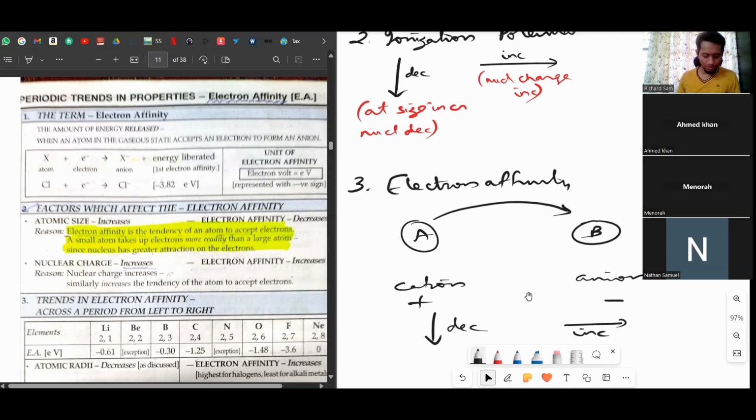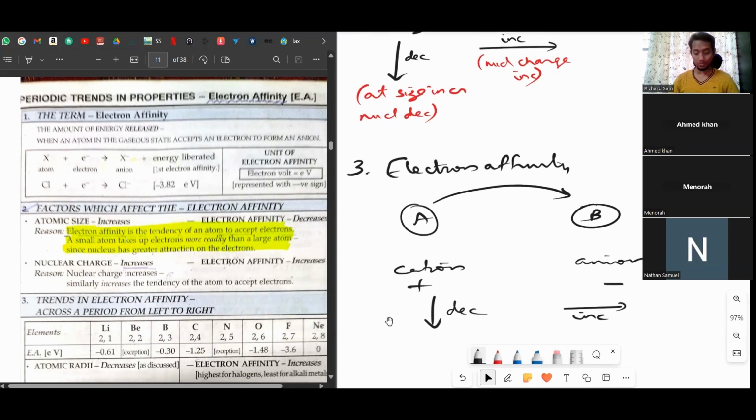So page number 12 in your book, electron affinity or electron gain enthalpy. So again, same two properties. Electron affinity depends upon atomic size and nuclear charge. You can just give the same reason for everything. So atomic size, the smaller the atomic size, the greater the electron affinity, because the effective attractive forces between the nucleus and the valence electron is greater in smaller atoms. And so the electrons are held firmly.